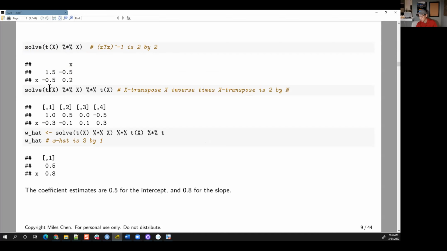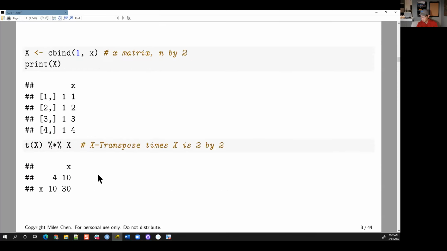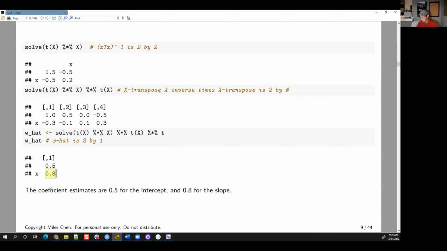And if I do X transpose X inverse X transpose, that ends up being a 2 by n matrix. And if I multiply that by T, which is n by 1, the result is going to be our W hat. So this is X transpose X inverse times X transpose times T. And so the result of that is a 2 by 1 matrix, which represents the coefficients W0 and W1, our intercept and our slope. So it says the estimate for the intercept is going to be 0.5, and the estimate for our slope is 0.8.